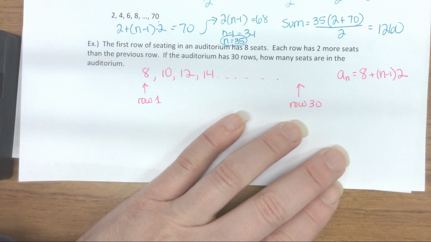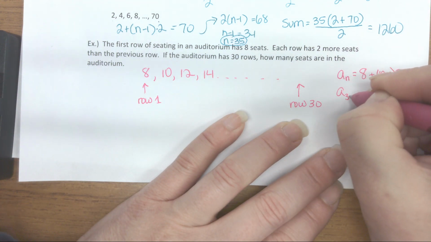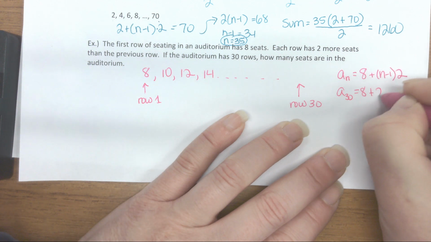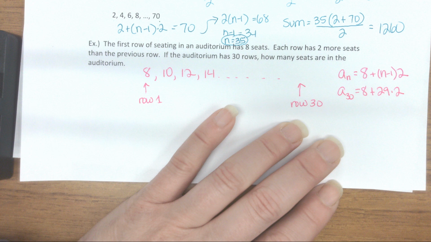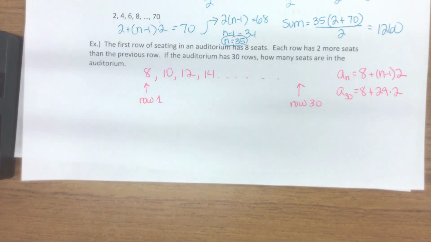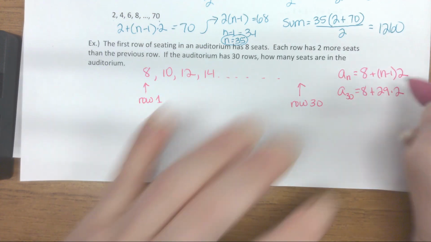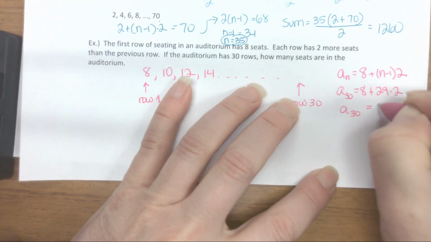So now I'm going to find a sub 30 by plugging in 30. 30 minus 1 is 29. What is 8 plus 29 times 2? Can you confirm, did you get 66?